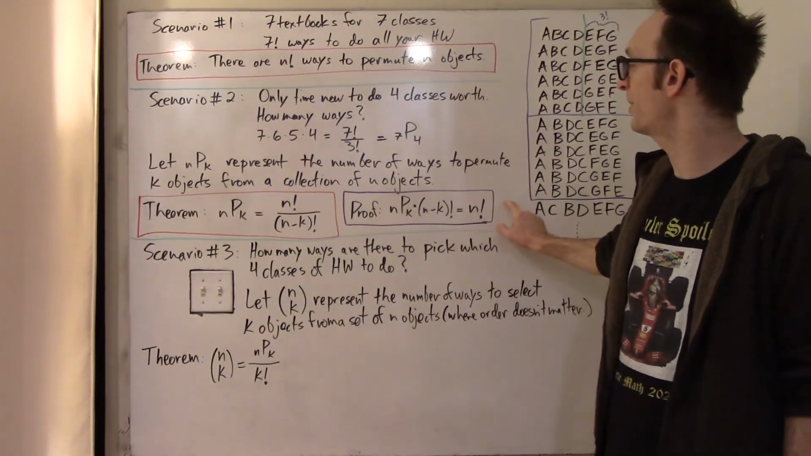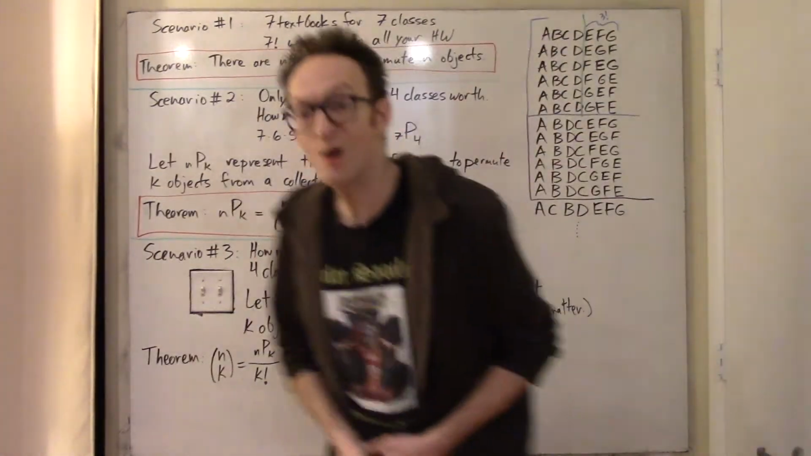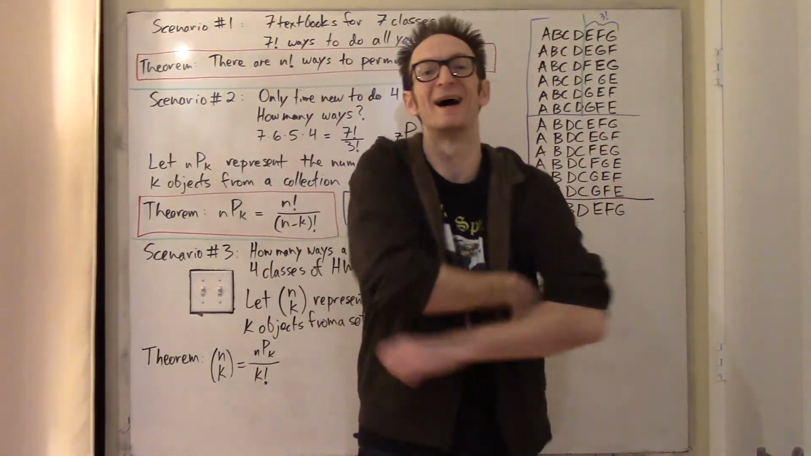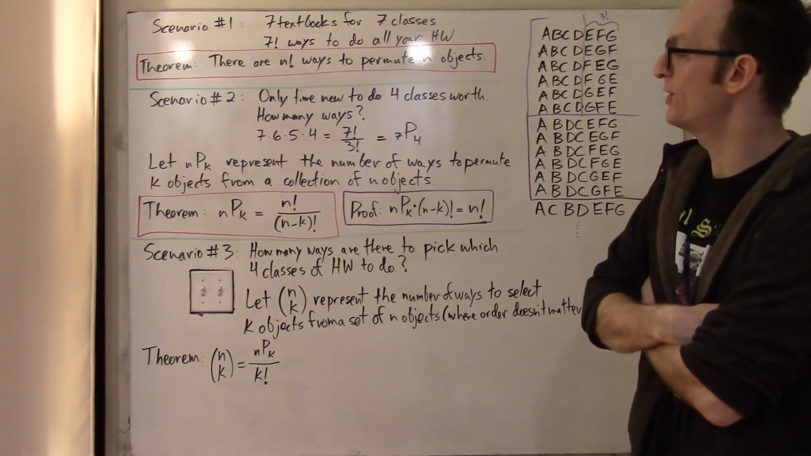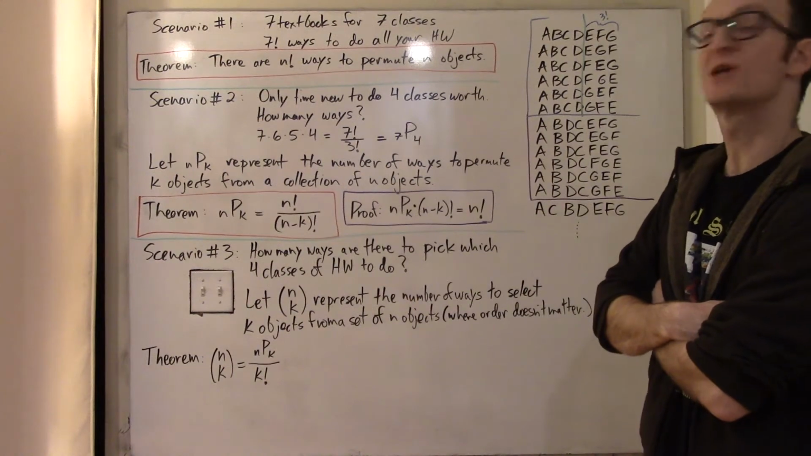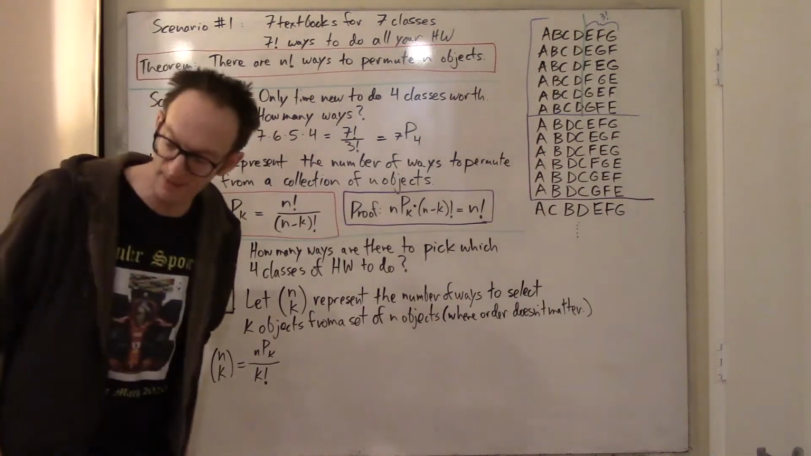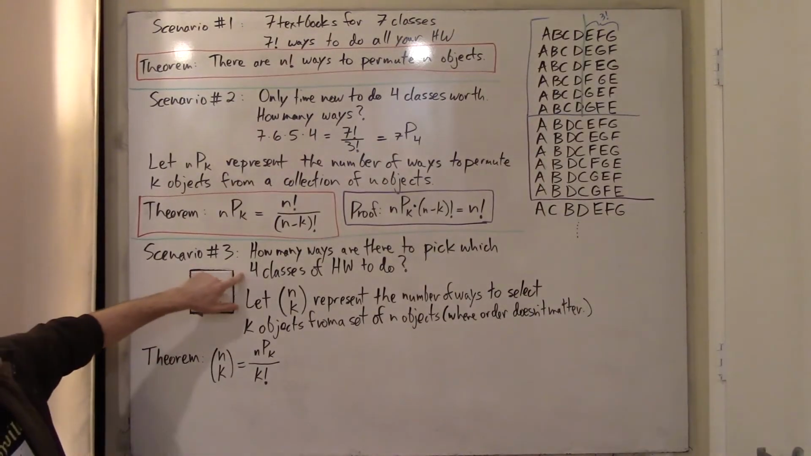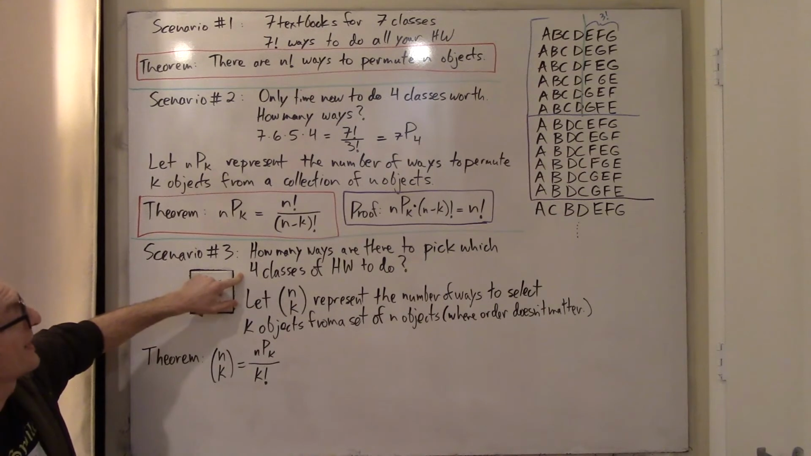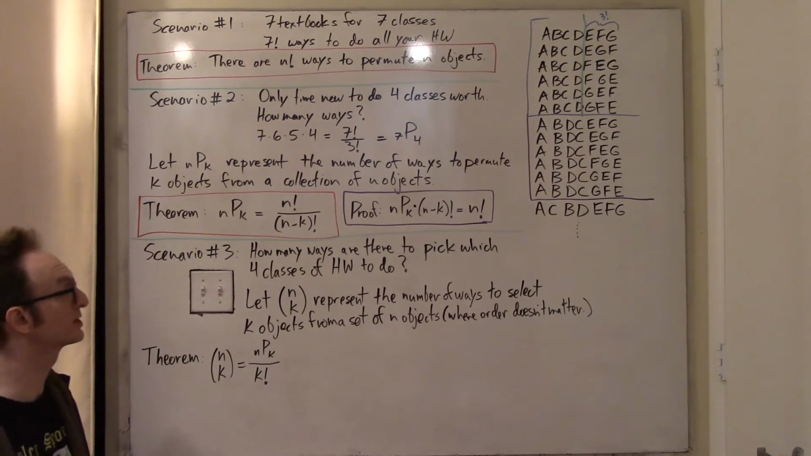If you understand this thing in the purple box, then of course the theorem in the red box just follows from division. Okay, finally, to the point where we were when the video stopped. In scenario number 3, I changed the problem slightly. So with 2 minutes left before the bell rang or something, maybe I'll even edit this out of the old video, I asked how many ways are there to pick which 4 classes of homework to do.